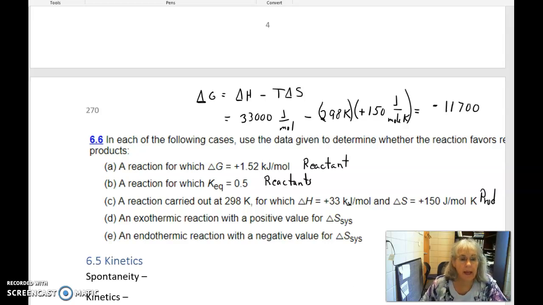An exothermic reaction, well, our delta H is negative. The positive value for delta S, well, that gives us, if we come back up to this reaction, this term will be negative. This term will also be negative, the negative of a positive number. So this will be spontaneous.